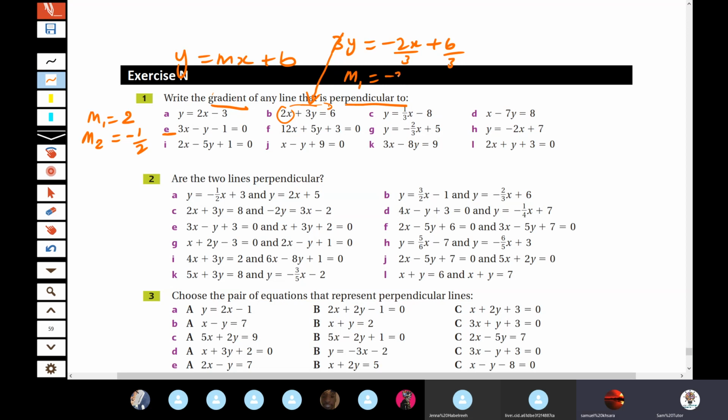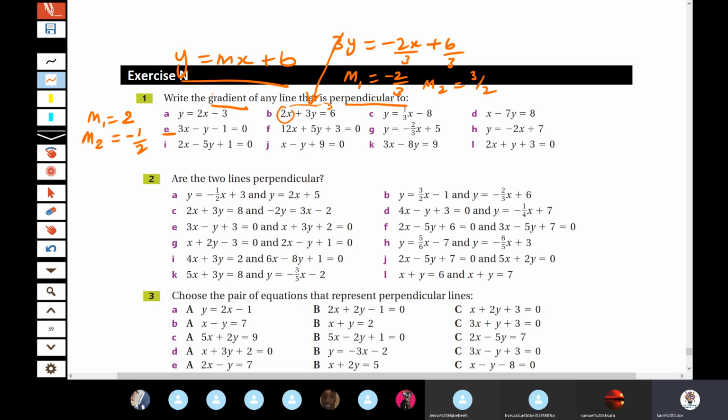Negative 2/3. Good. And obviously the one we actually want, plus, is 3/2. Done. So you guys can see it's a fair bit of work. You need to really know when you see this question: step 1, I need it in this form. Step 2, I need to find the gradient of the original one, so negative 2/3. Step 3, I can find my perpendicular now by flipping the original gradient.